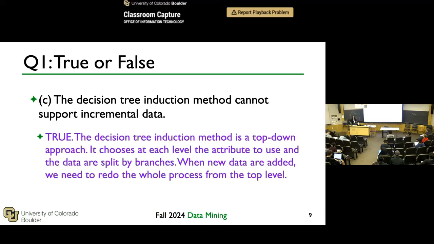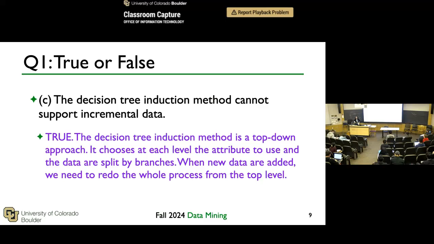So to answer this question, this is basically what I need to say. Yes, it is true, because the decision tree induction method cannot support incremental data. The reasoning: this is a top-down approach, which chooses at each level the attribute to use, and the data is split by branches. So when new data are added, we need to redo the whole process from the top level. That basically means that whatever you have constructed already may not be usable with the new data. So you have to start from the top, redo the computation, and the attribute you select may be different at each level.